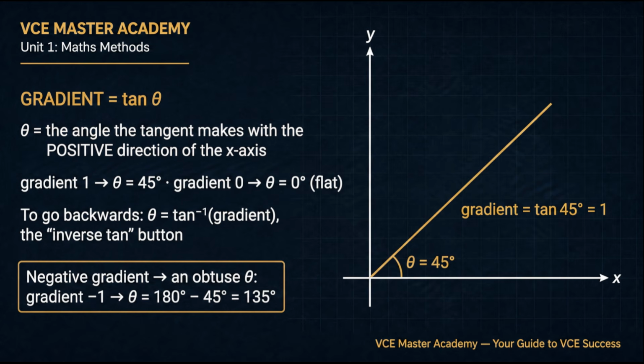Gradient -1. Take inverse tan of the size, 45, then subtract from 180. 135 degrees. Steepness in degrees, exactly what a road sign or a wheelchair ramp code uses.